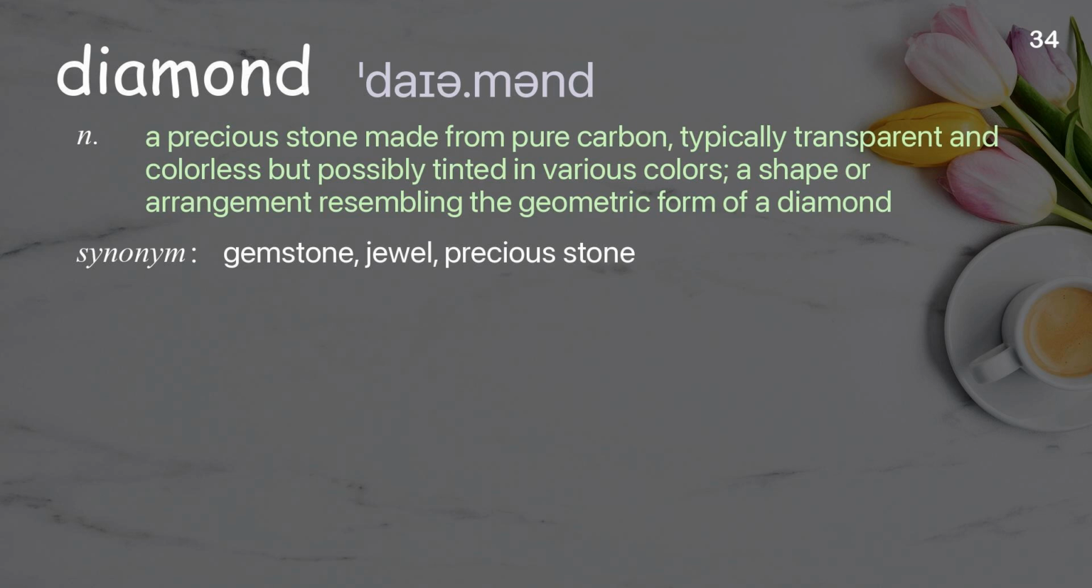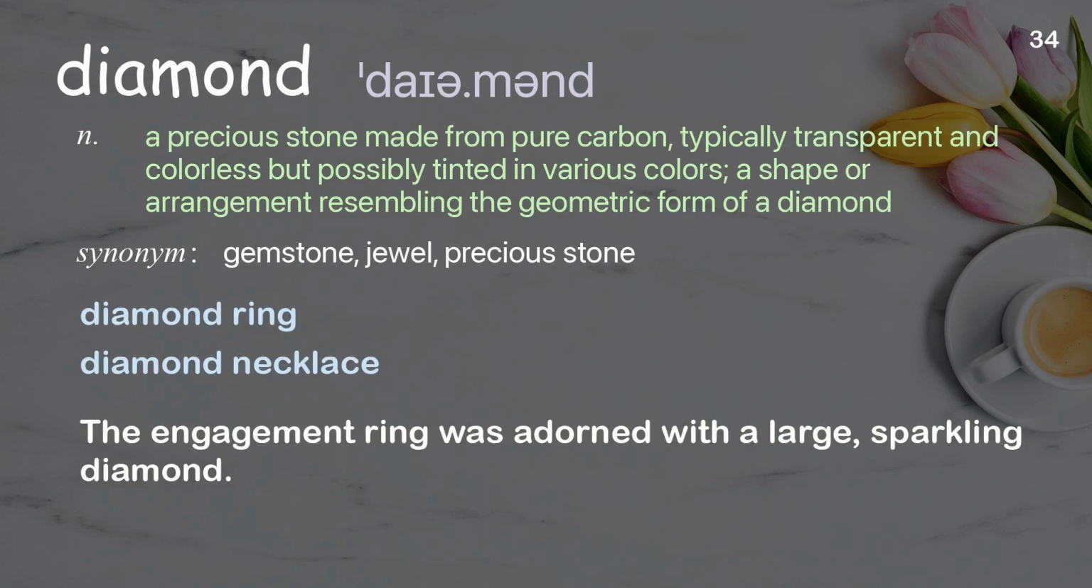Diamond. A precious stone made from pure carbon, typically transparent and colorless, but possibly tinted in various colors; a shape or arrangement resembling the geometric form of a diamond. Examples: Diamond ring. Diamond necklace. The engagement ring was adorned with a large, sparkling diamond.